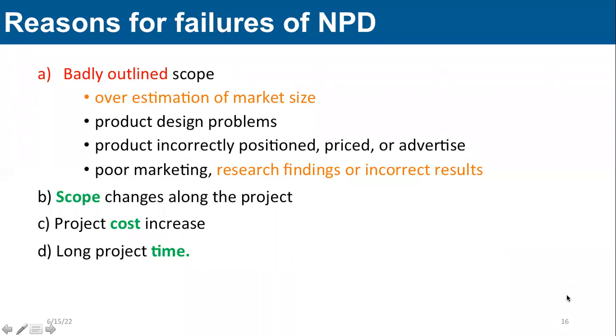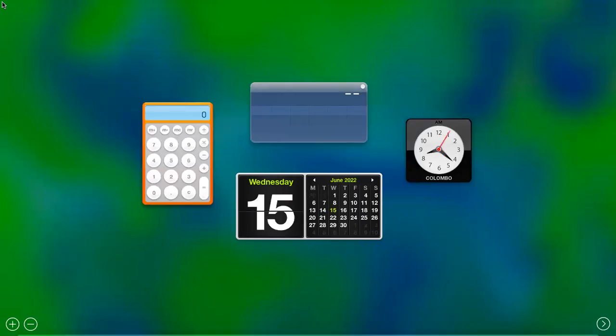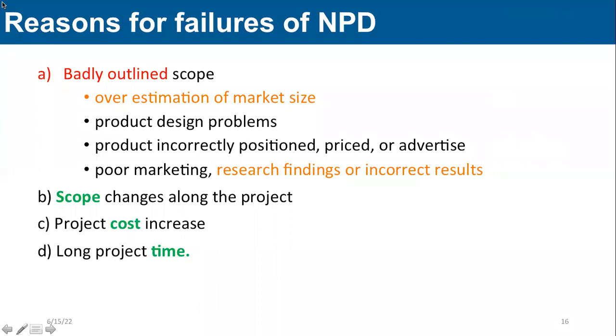Here you can see reasons for failures. There are so many failures we have discussed. What are the reasons? Badly outlined is wrong. Overestimation of market size, right?